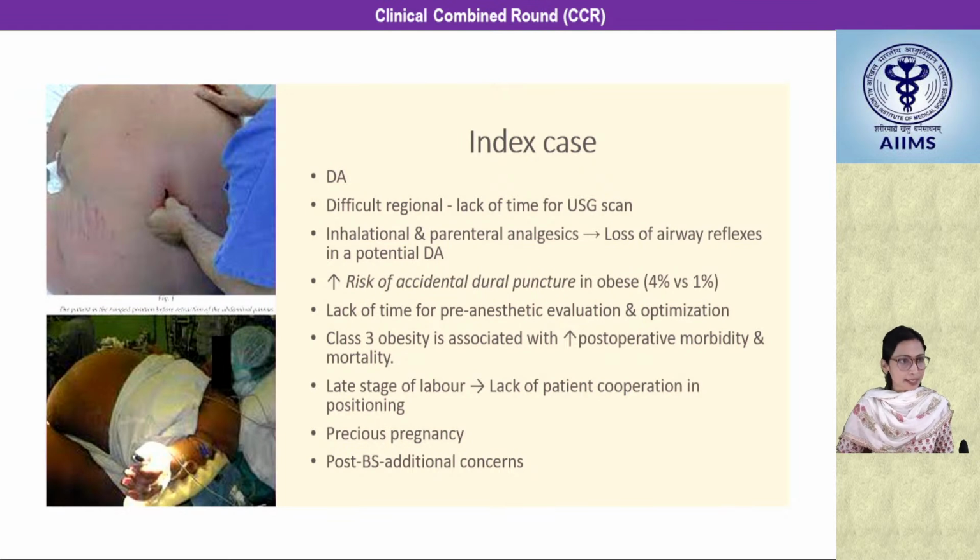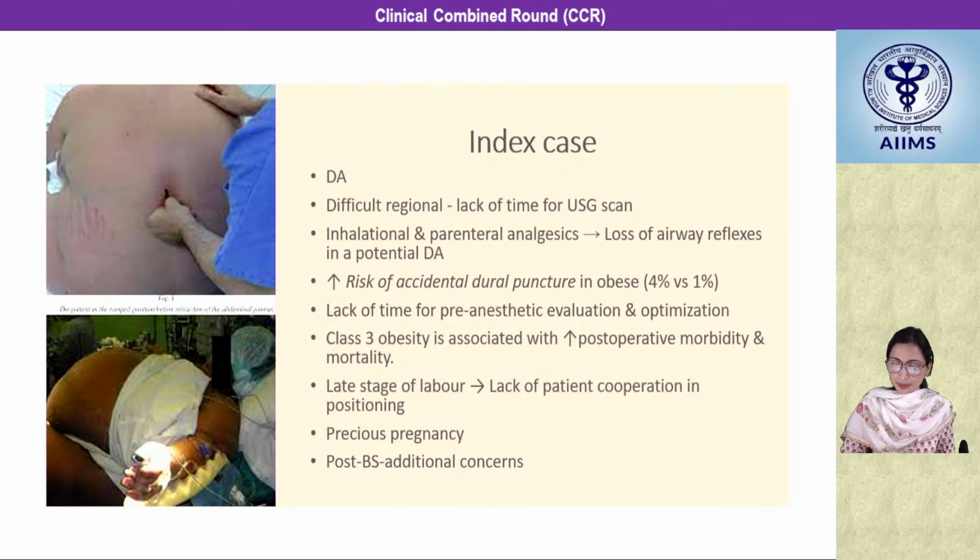There was also a high chance of failure of the regional, in which case we would have to go for parenterals and inhalationals like nitrous oxide. But the patient would face a risk of loss of airway reflexes, and a potentially difficult airway in such a scenario would be a disaster. Also, there is an additional risk of accidental dural puncture, which is much higher in obese patients. And there was a lack of time for preoperative evaluation and optimization. Class 3 obesity itself is associated with increased postoperative mortality and morbidity according to the literature.